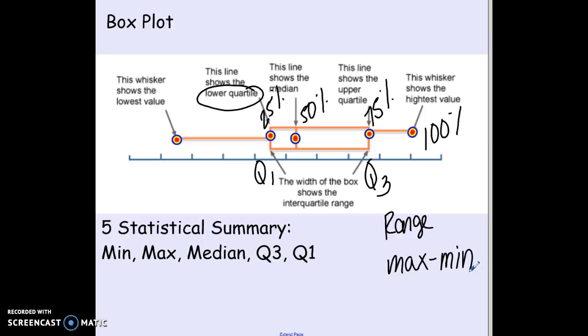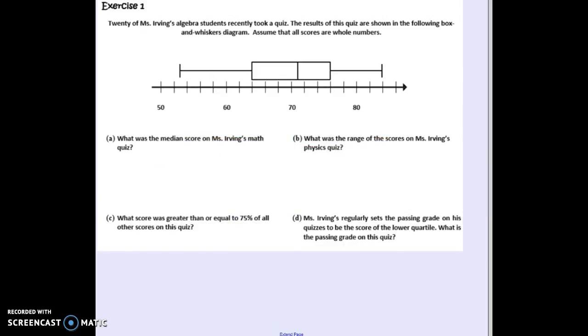Now what we're going to do is look at and interpret the box plot in exercise 1. In exercise 1 it says 20 of Miss Irving's algebra students recently took a quiz. The results of this quiz are shown in the following box and whisker diagram. Call it a box plot. Assume all scores are whole numbers. First thing you should do is put a dot on each piece. That's important. There are 5 of them.